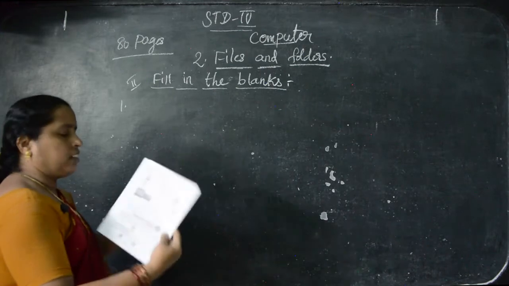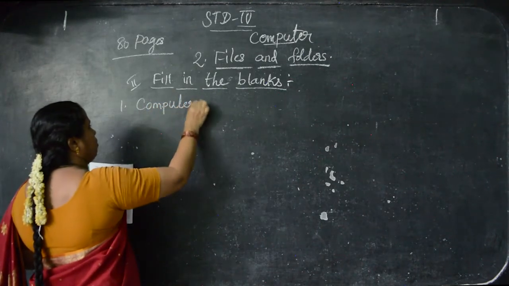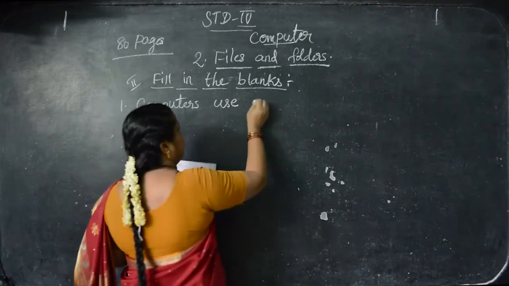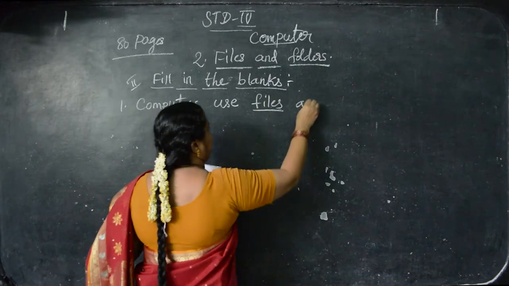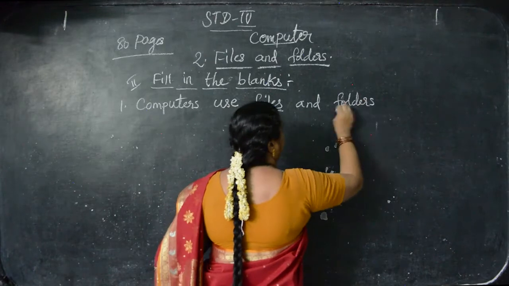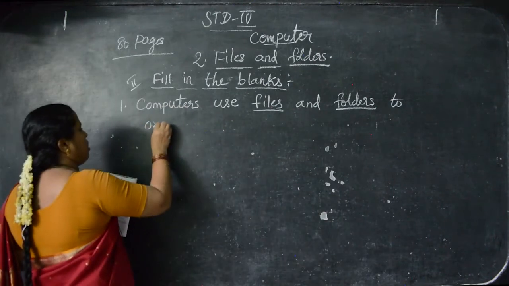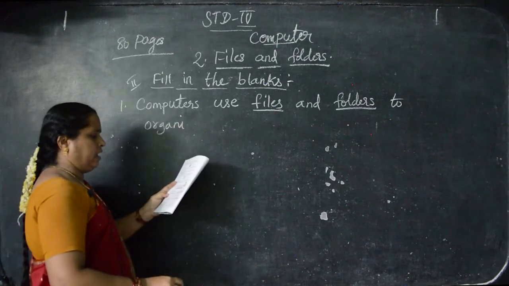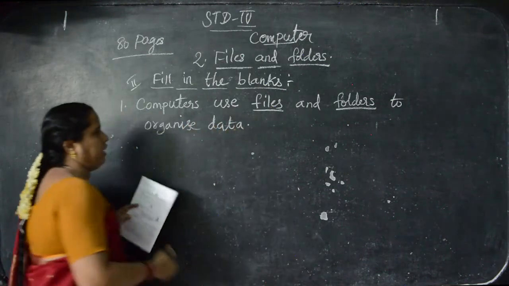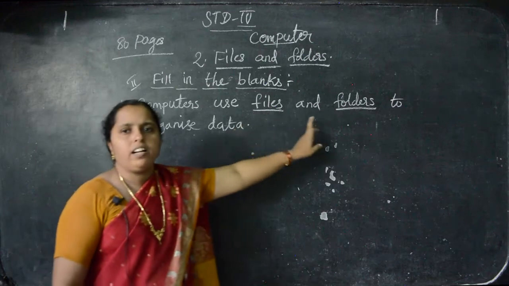Have you all started writing, children? Okay, computer, C-O-M-P-U-T-E-R-S, computers. Use, U-S-E, use. Dash and dash, files, F-I-L-E-S, files, A-N-D, and, folders, F-O-L-D-E-R-S, files and folders, to organize, O-R-G-A-N-I-Z-E, organize data, D-A-T-A, data. This is first one. Computers use dash and dash to organize data, files and folders.